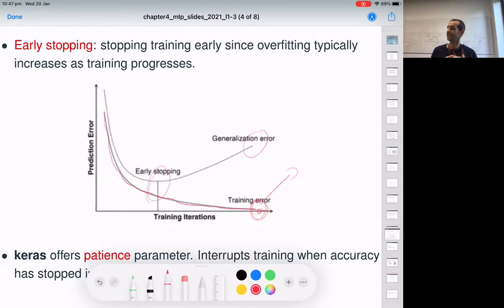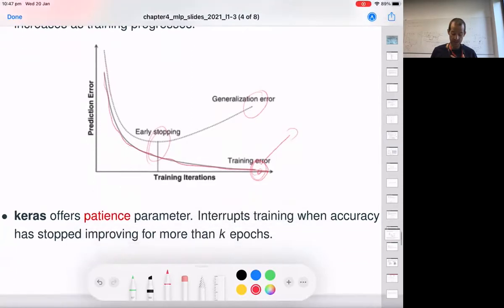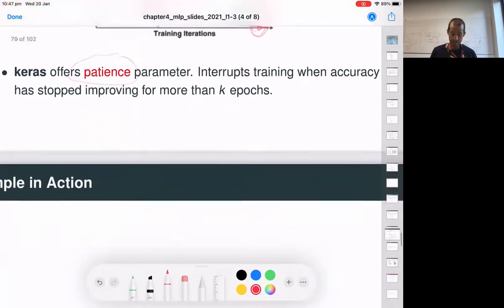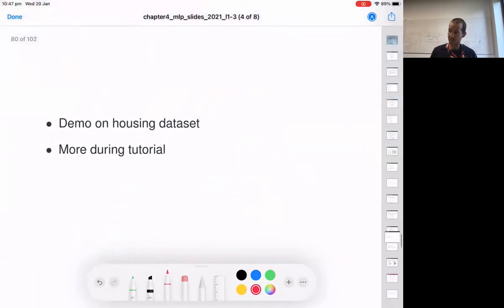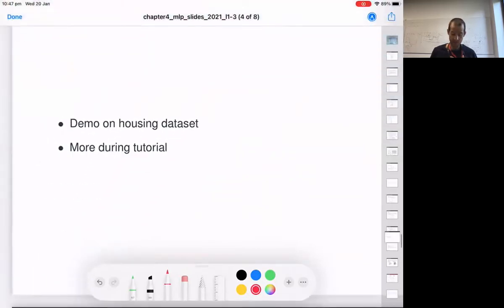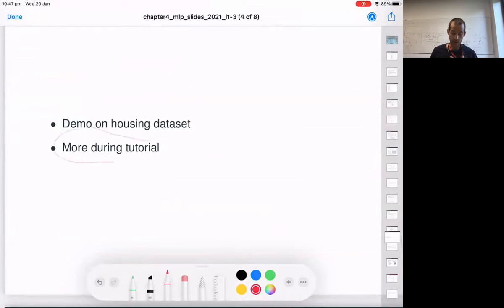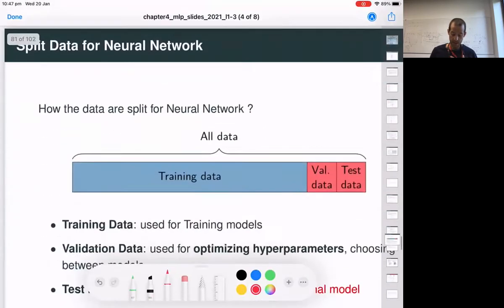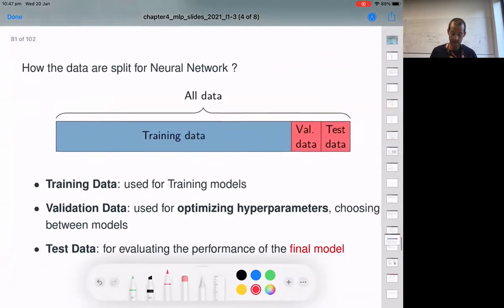Makes sense? And in Keras, we have this kind of parameter, which we will see tomorrow, called patience. I will not do this demo now, and I will say more during the tutorial.